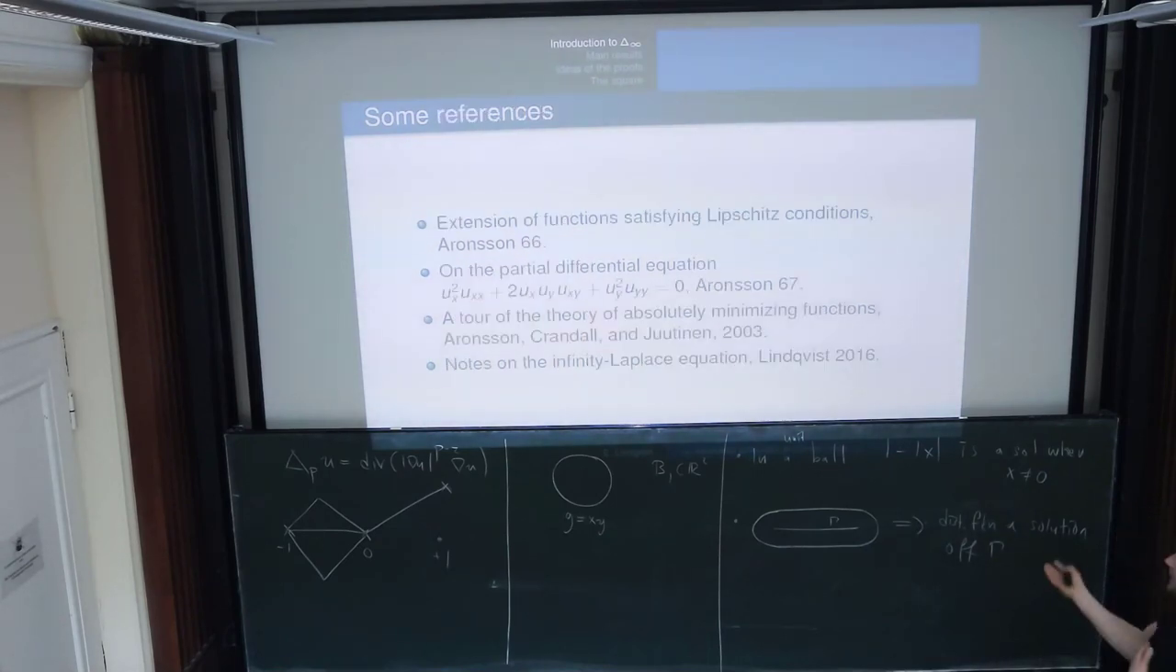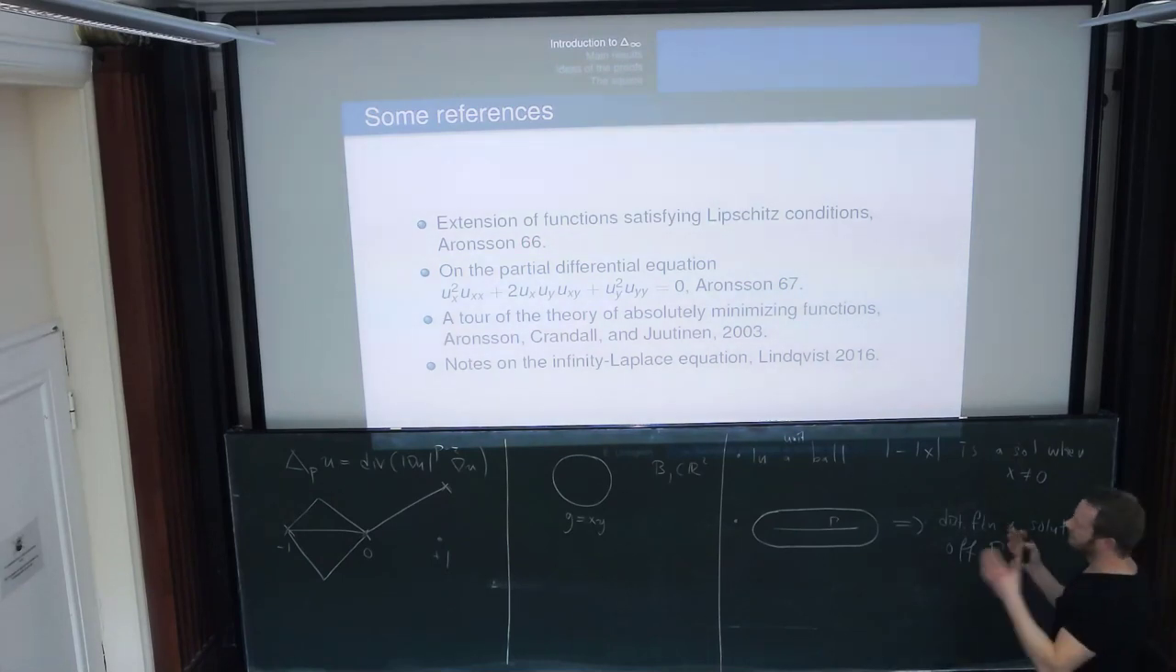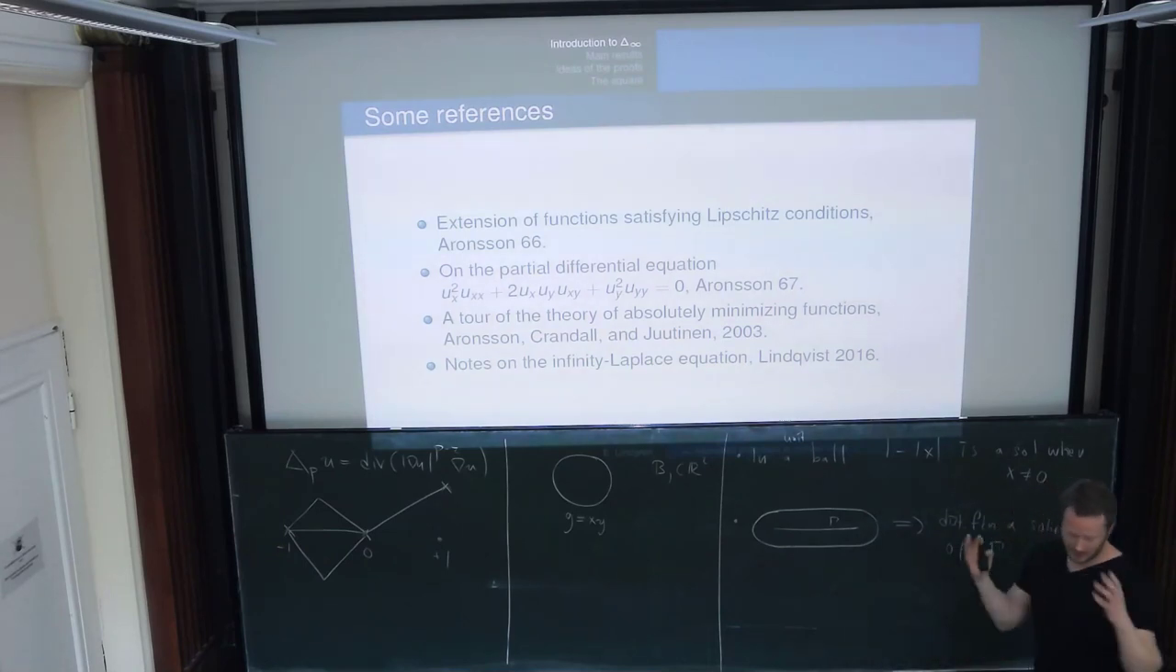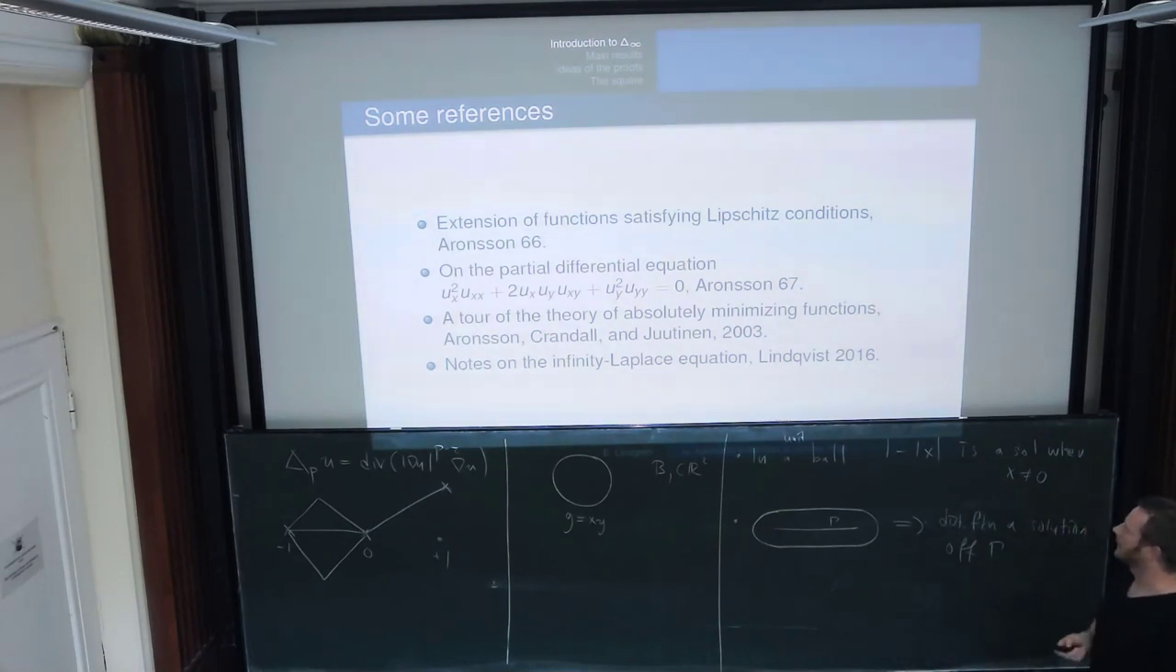Okay, so just a few references if you'd like to read up on the infinity Laplacian. There are these two original papers by Aronsson, '66 and '67. He writes in a very nice way, and this is 2D, classical analysis, but these are nice papers. And I'd suggest two overviews of the theory of the infinity Laplacian: one by Aronsson, Crandall, and Juutinen, and one by Lindqvist.